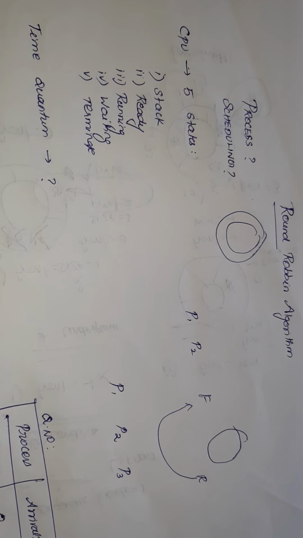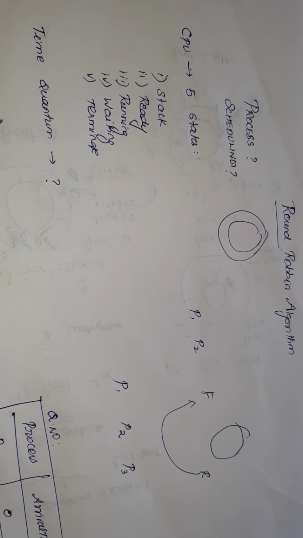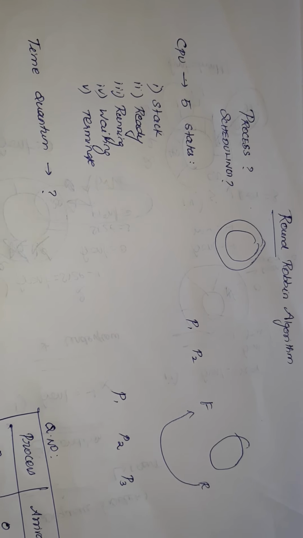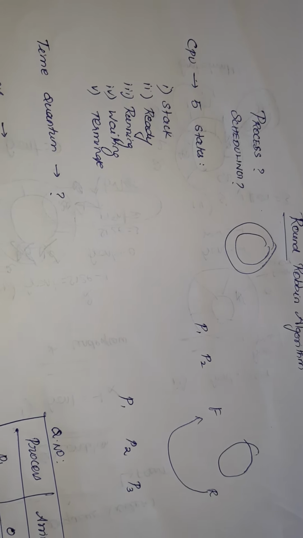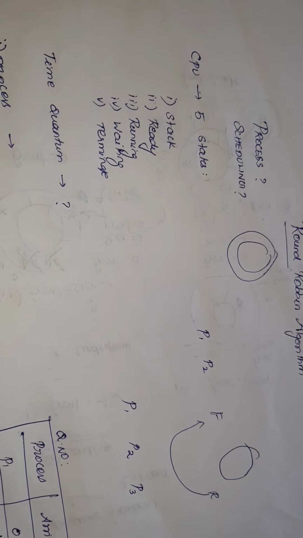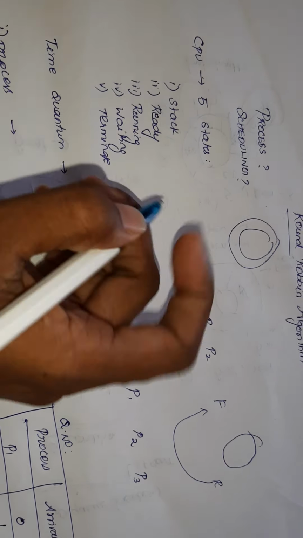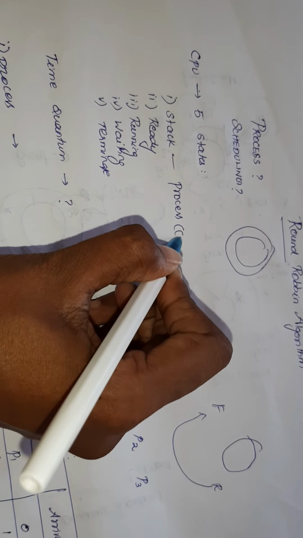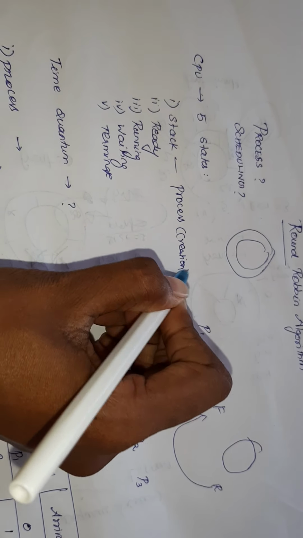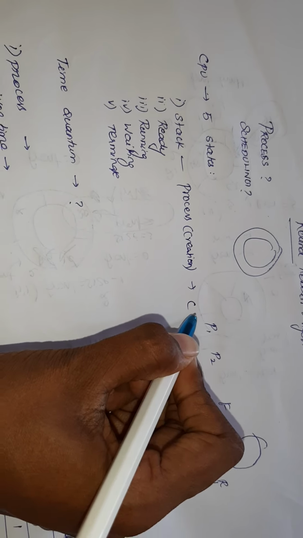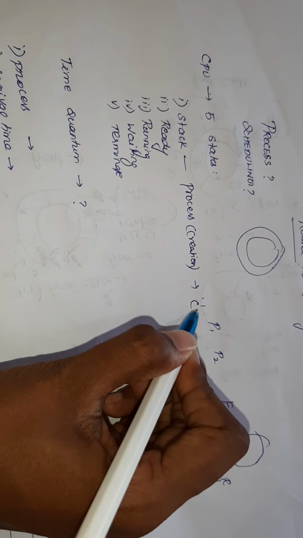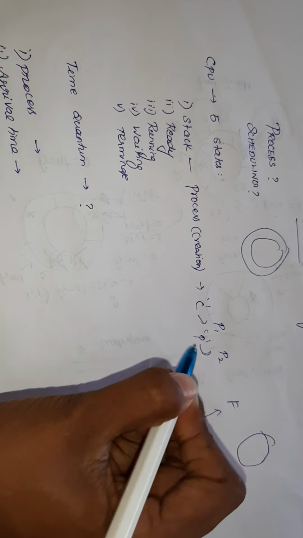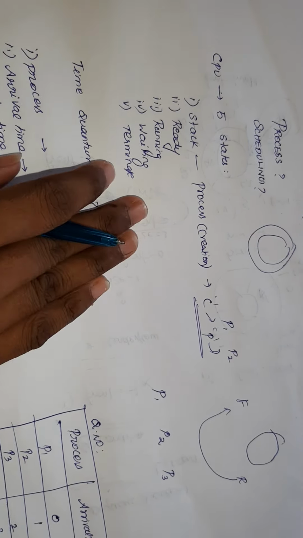Here the CPU has 5 states. What is the state? New, ready, running, waiting and terminate. What do you mean by new, ma'am? New is nothing but, for example, I am going to create one process. This is the process creation. Simply you can say creation. I am going to execute the C language, that is one process, P1. Next I am going to do the painting, that is the second process. This is the unit of work done by the CPU.